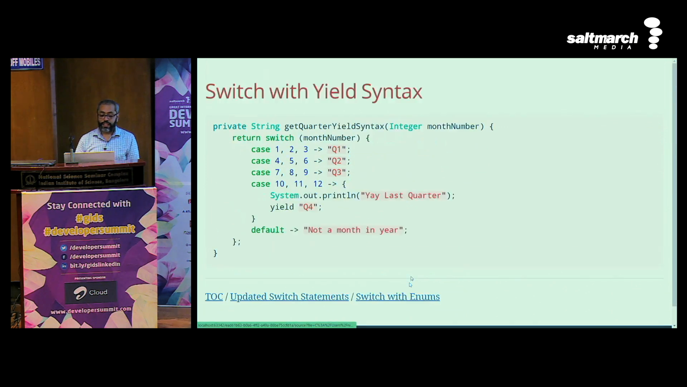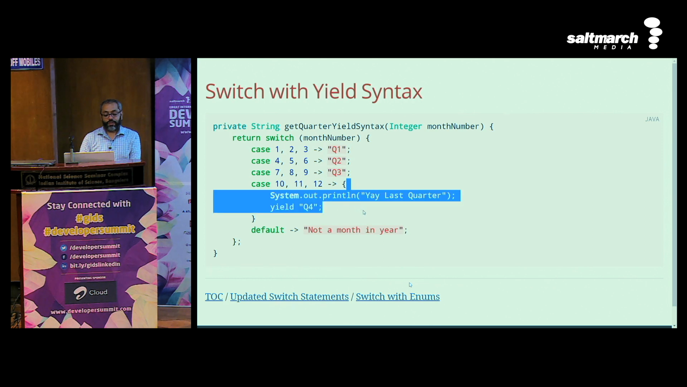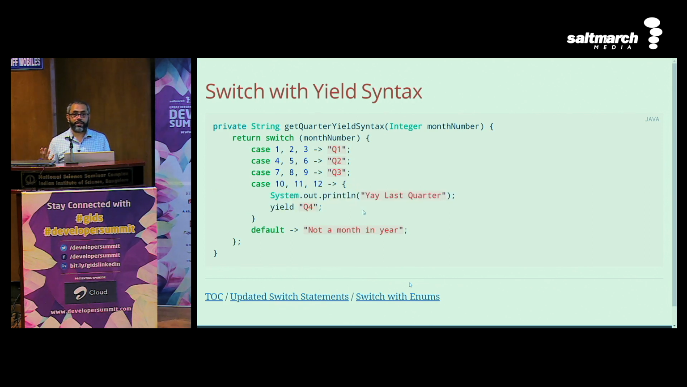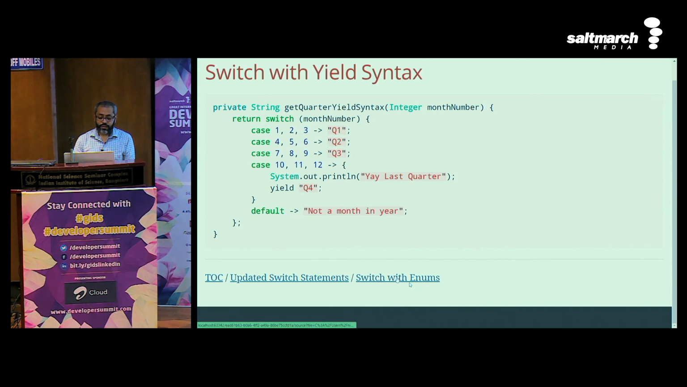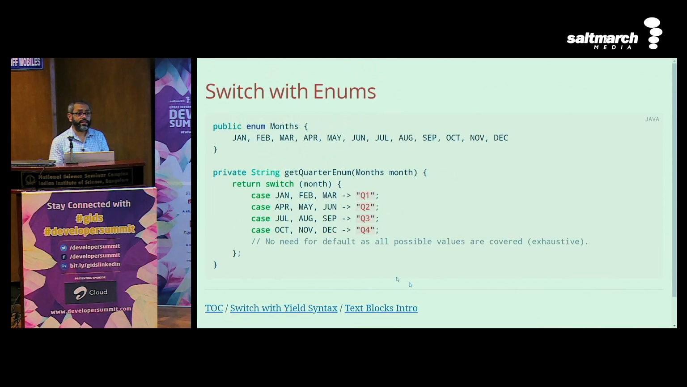For switch with yield syntax, essentially, now you can actually convert these into code blocks. So if you look at the last one where I want to do something for that particular case, you can convert that to a code block, but whenever it's a code block, you have to yield what the value is. All right. And in this case, I'm just printing out something to console. That's it. Now the last one is switch with enums, and this is super cool.